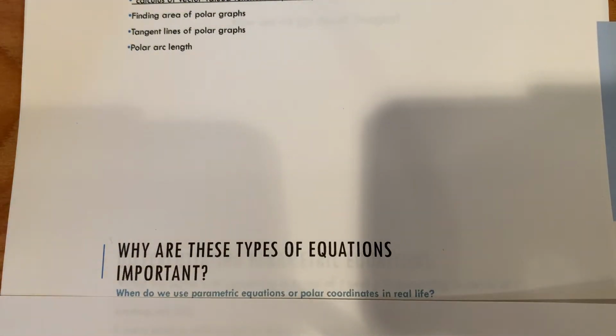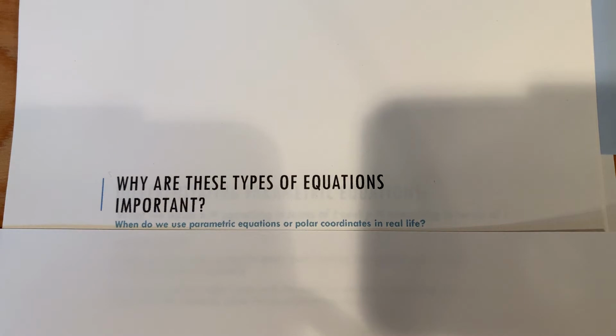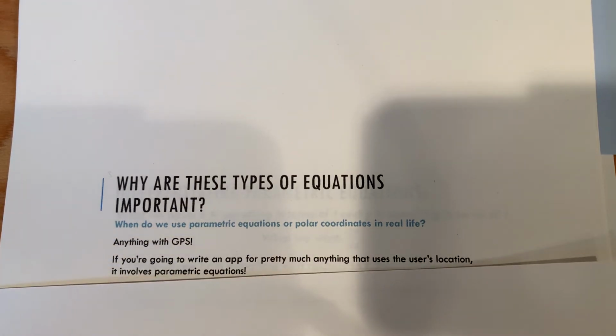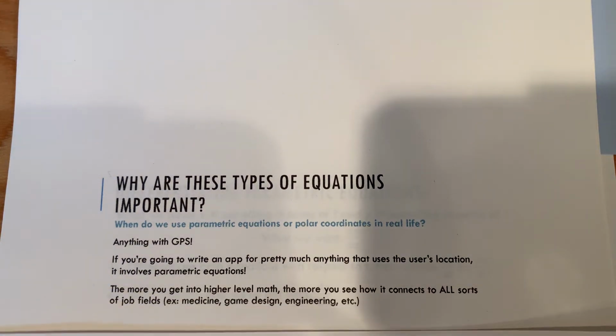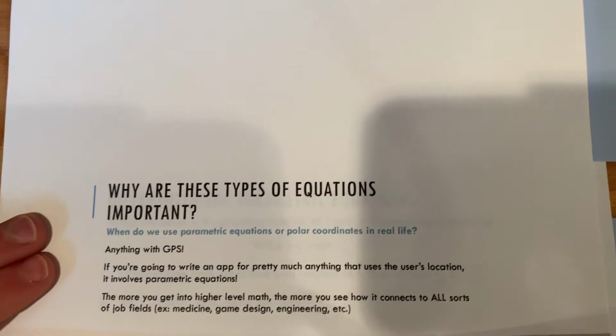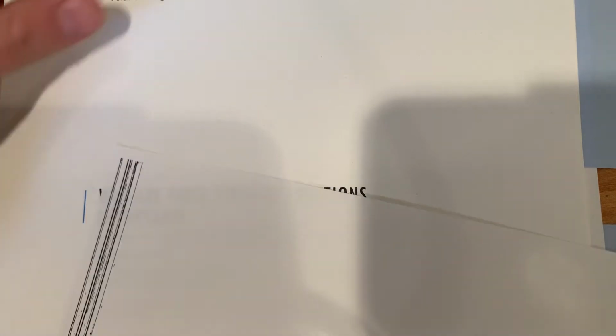And then why are they so important and where do we see this in real life? Anything really with GPS uses polar and parametric. So if you are thinking about writing an app and you want your user's location, it's going to involve parametric equations. And also, the higher up you go in math, the more you're going to see how polar and parametric equations connect to all sorts of job fields, not just coding or physics, but things in medicine and game design and engineering as well. All right, so that's the why we're doing this. Now let's get into the new content.